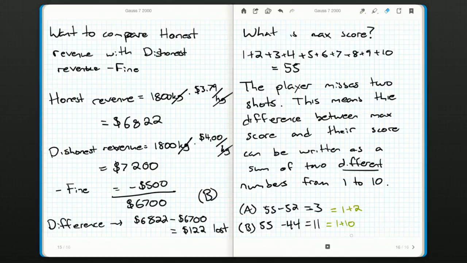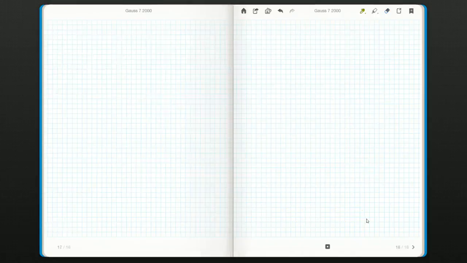So he missed 1, he missed 10, but he sunk 2, 3, 4, 5, 6, 7, 8, and 9. And if we check, add up 2, 3, 4, 5, 6, 7, 8, and 9, what do you know? We get an answer of 44 as his score. But rather than trying to add up 8 numbers, we try and figure out things as a sum of just 2 numbers. So we switch the problem around.